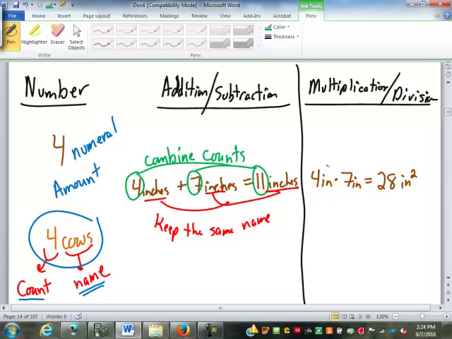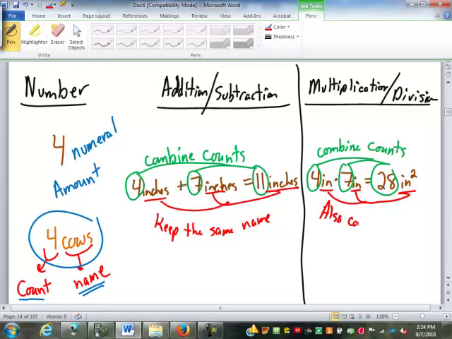So if we look at our multiplication here, looking at our counts, we had 4 and 7. We still combine them. This time they make 28. We're multiplying this time, so we combine them with multiplication. So when we multiply, we still combine the counts. The difference is in the name. This time we had inches, and it became inches squared, or square inches. When we multiply, we also combine the names.